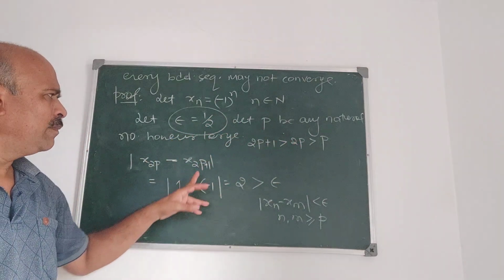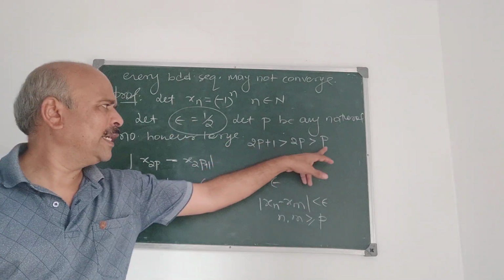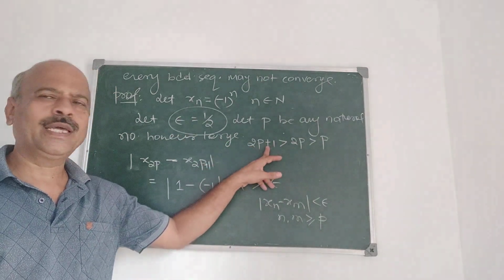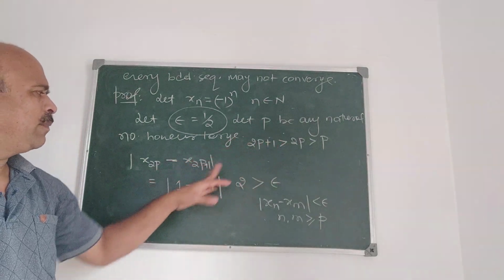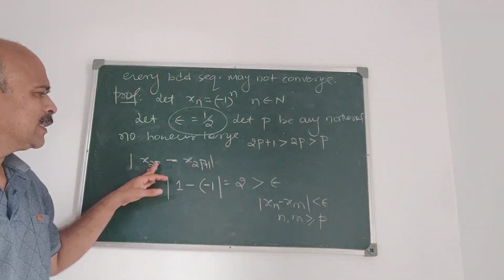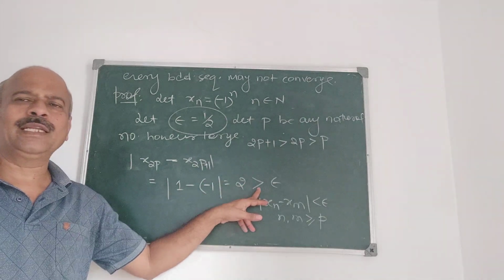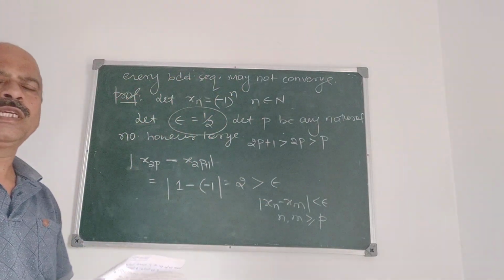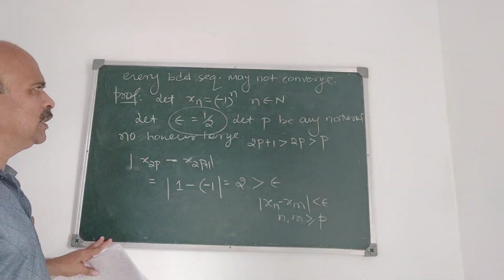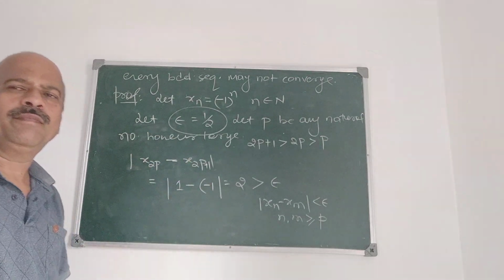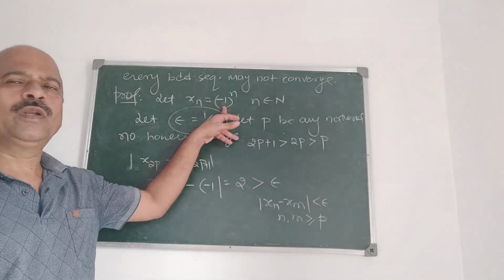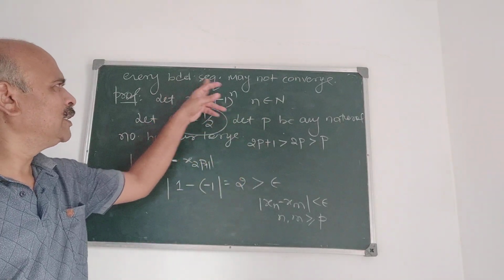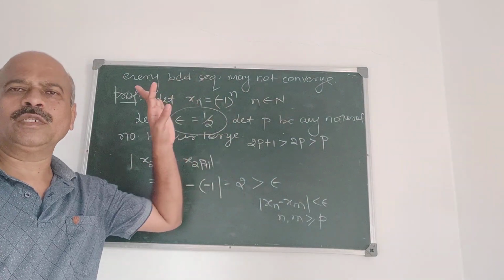But what happened here? For n and m greater than p, take n and m as 2p plus 1 and 2p. Though both are greater than p, mod xn minus xm is not less than epsilon. Therefore, minus 1 raised to n, this sequence is not convergent. So what is your conclusion? The sequence is bounded, but it doesn't converge. Therefore, every bounded sequence may not converge.